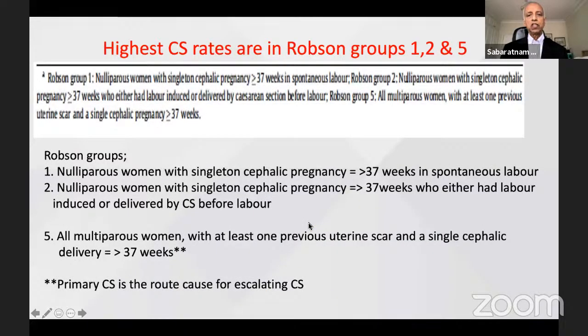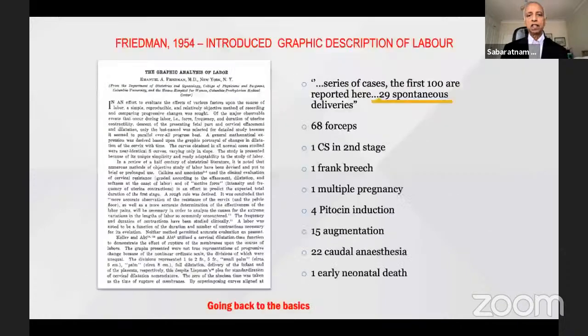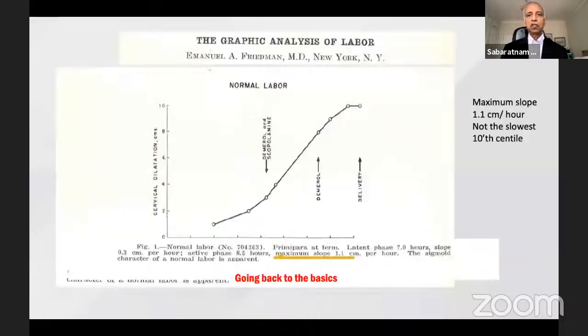So as I mentioned, management of labor, especially in nullipare over 37 weeks or in spontaneous labor, and those who had elective section or induced labor, and those who had repeat section. So we go back in history to Friedman's labor graph, and this was what was taught everywhere, and everybody thought there was a graphic analysis of normal labor. But when you read the paper carefully, there were 68 forceps, 1 cesarean, 4 pitocin induction, 15 augmentation. So by no terms, if you look at the original paper, this is normal labor. This is something delayed labor, and they needed instrumentation and oxytocin.